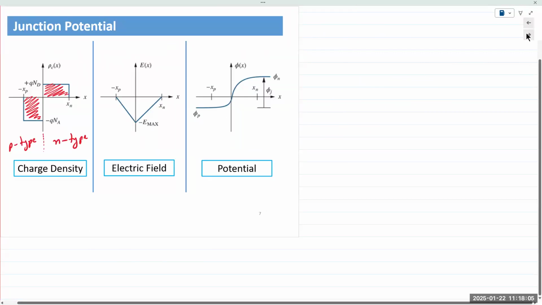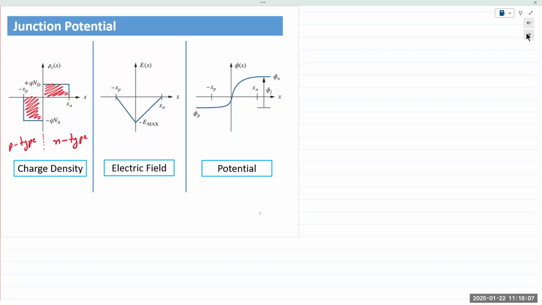So we have charges present in the n and p-type material that diffused into the junction, diffused into the semiconductor material. That causes an electric field. The electric field also extends to the depth of the implant.